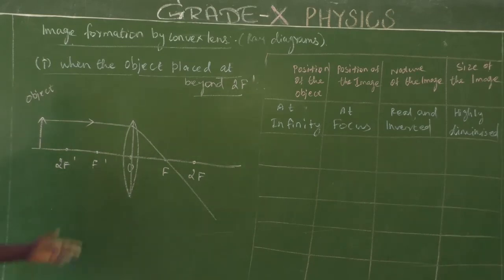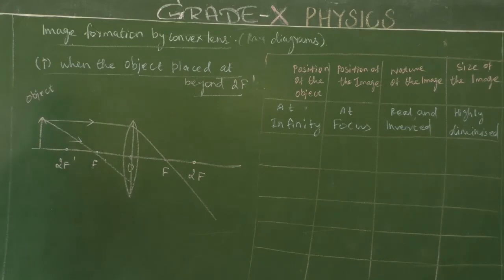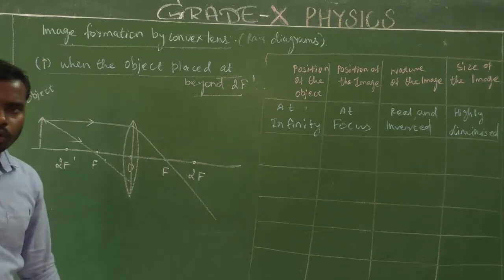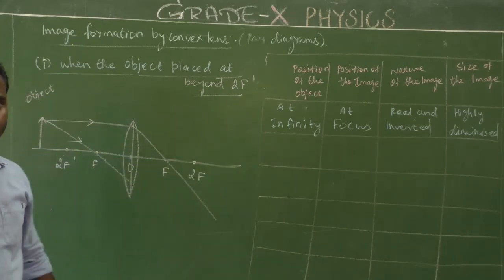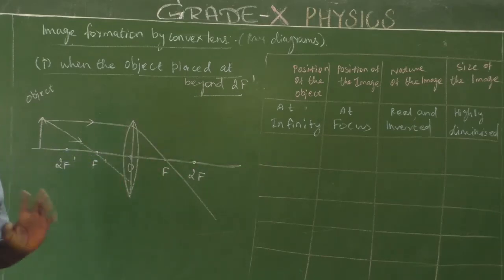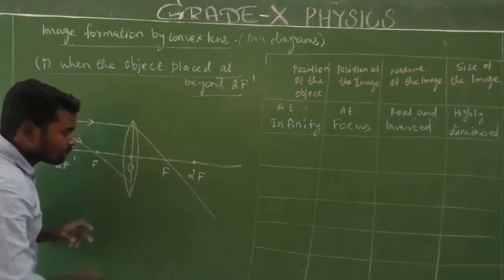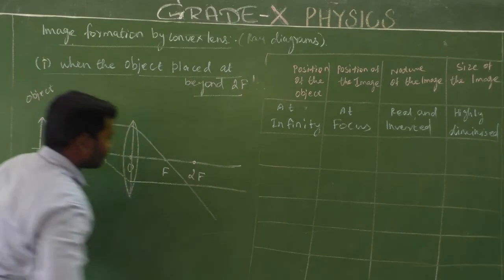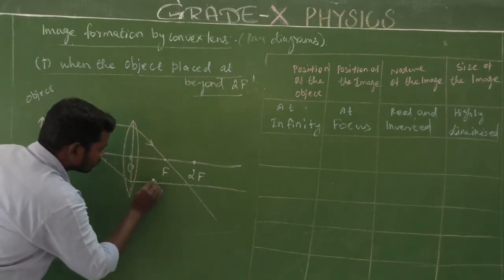Very easy. Next, consider a secondary ray of light which passes through its focus. Now use the second rule. What is the second rule? If a ray of light passes through its focus, then it becomes parallel to the principal axis after refraction. So refraction takes place here, and after refraction it becomes parallel to the principal axis like this. So this is a refracted ray and this is also a refracted ray.